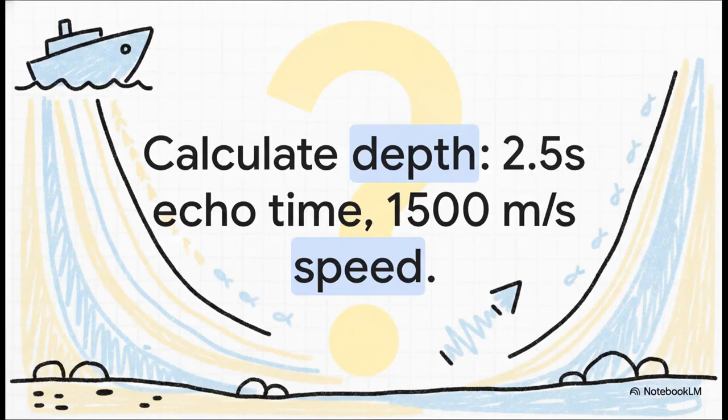Let's put that exact trap to the test with a high-stakes, past-paper sonar calculation. A ship sends an ultrasound pulse. It takes 2.5 seconds for the echo to return. The speed of sound in water is 1,500 meters per second. Calculate the sea depth. I want you to mentally apply the formula and the trap we literally just discussed before I reveal the steps. Give it a shot.